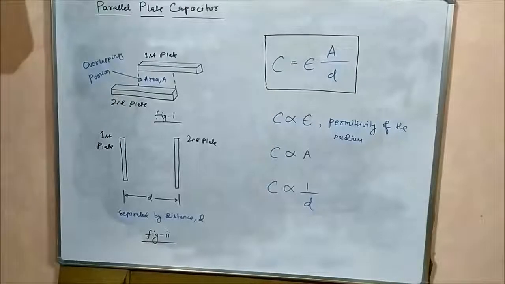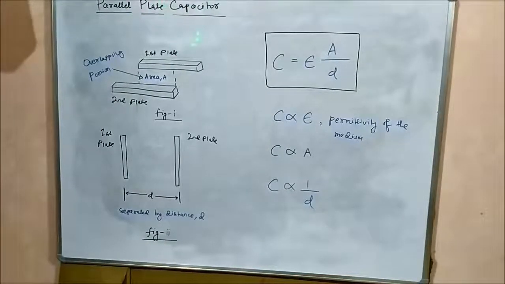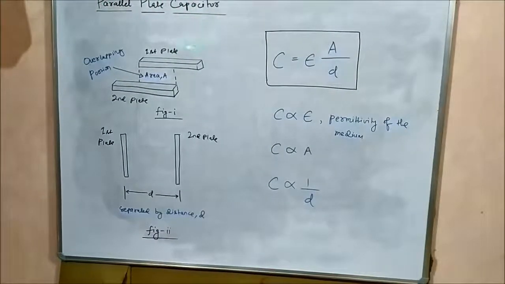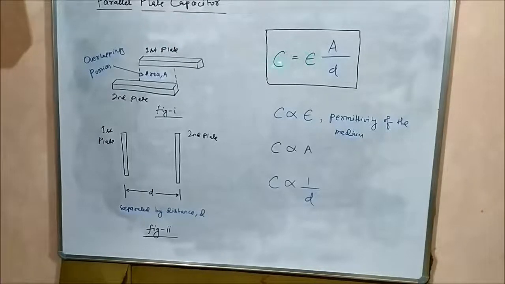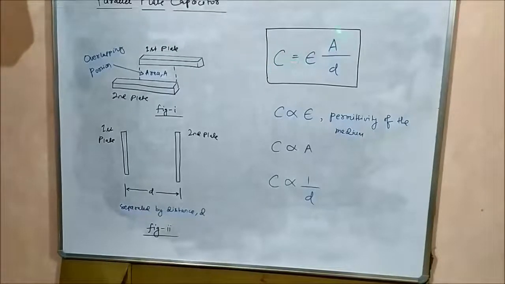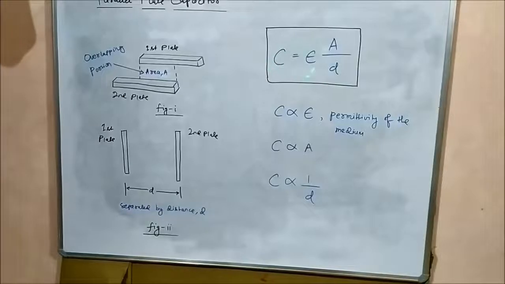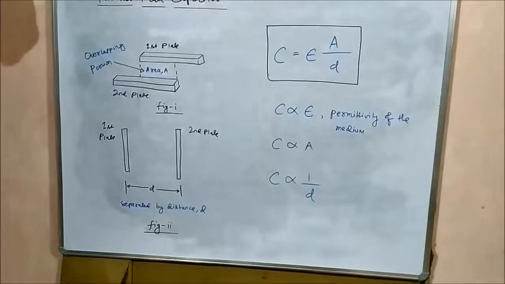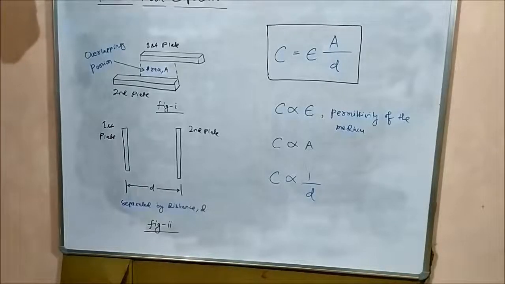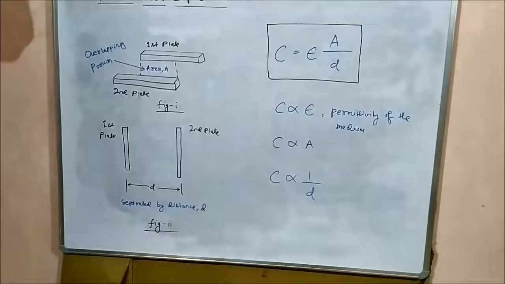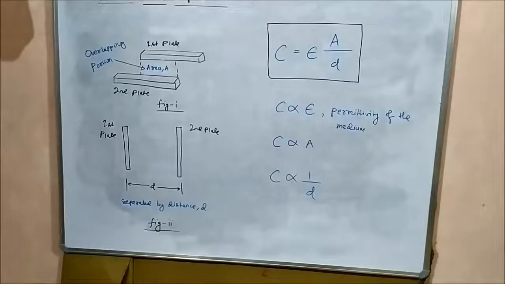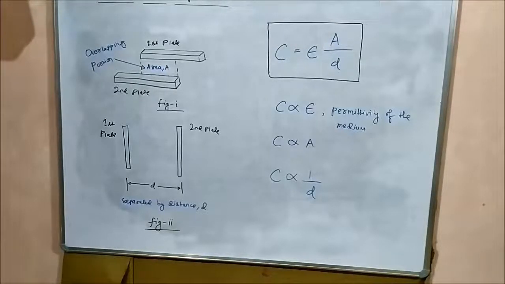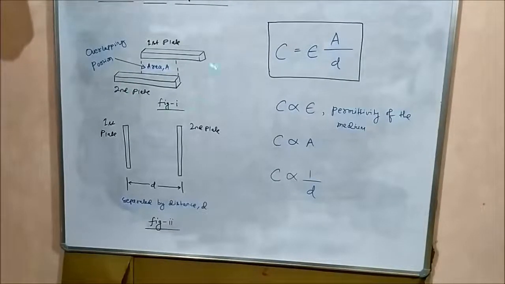Now, another possible interpretation of the parallel plate capacitor, that is the expression of capacitance, can be taken in this way. We know that Q is equal to CV, or C is equal to Q by V, which is the ratio between the charge stored and the applied voltage. That is the expression of capacitance of a capacitor.